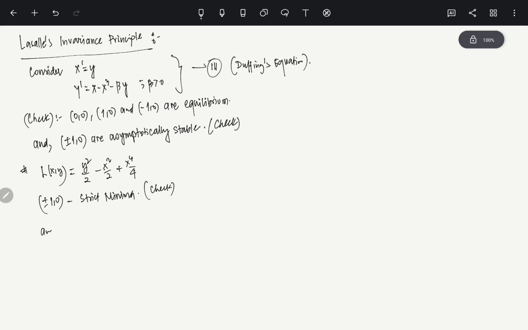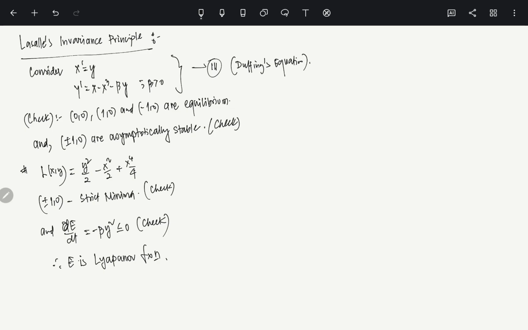And you see, dE by dt, if you consider this, is nothing but minus beta y square, right? Again you have to check it. So this is less than or equal to 0. So E is indeed a Lyapunov function. But the thing is, dE/dt is less than or equal to 0.